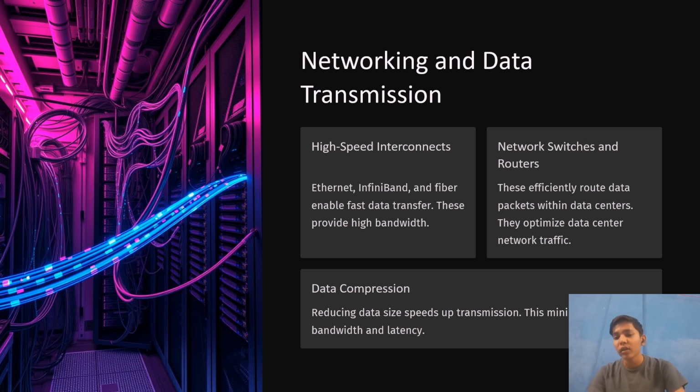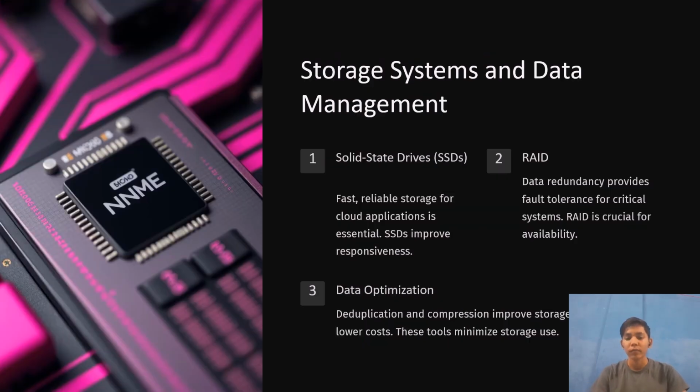Okay, then network switches and routers. These efficiently route data packets within data centers. They optimize data center network traffic. So these switches and routers are like a traffic police. They will optimize the network traffic. Okay, data compression: reducing data size and speeding up transmission. We compress the data, so its size shrinks and the transmission speeds up, because it is now very light and very small.